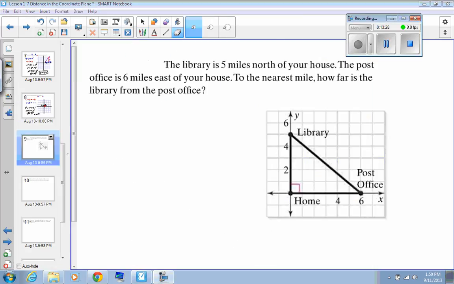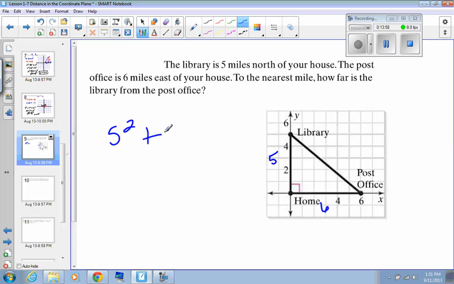Here in this problem, it says the library is 5 miles north of your house. The post office is 6 miles east of your house. So it tells you that it's 5, or I can count 1, 2, 3, 4, 5, and then it's 6 miles, or I count 1, 2, 3, 4, 5, 6. So again, I can do what I was doing using the Pythagorean theorem. 5 squared plus 6 squared equals c squared to figure out the distance from the library to the post office. So go ahead and try that one.